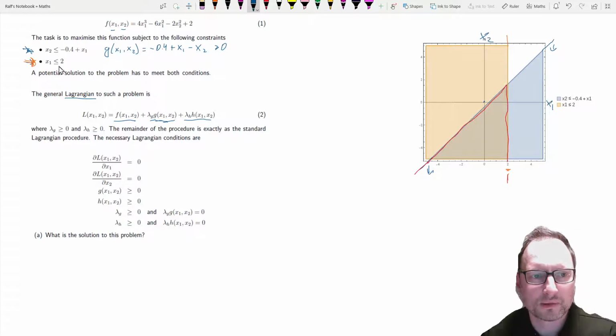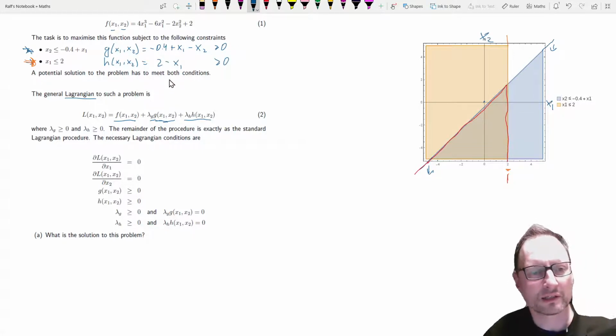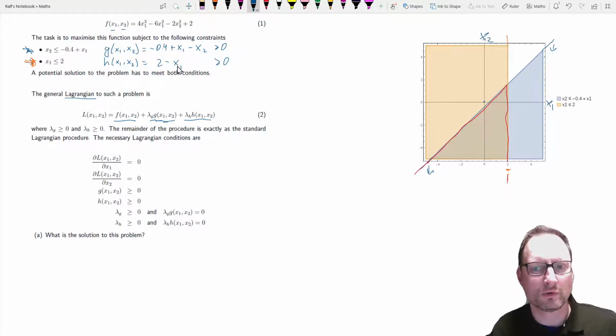And what about that second constraint? We shall call that h, a function of potentially x1 and x2. And again, we need that to be larger or equal to 0, so we'll just bring the x1 over to the other side: 2 minus x1. You realize that constraint is actually not a function of x2, and we could see that by looking at the graph, because that was just a vertical line here.